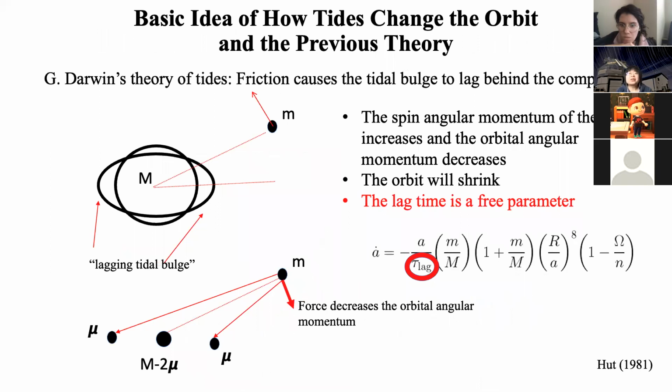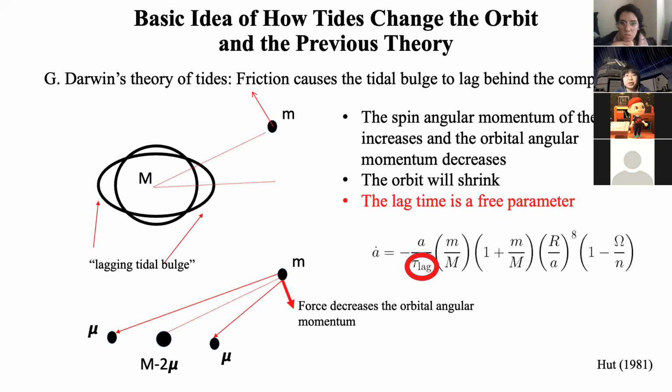Here, let me introduce the basic idea of how tides change the orbit and the spin of the star. The cartoon on this slide shows the model of Darwin's theory of tides. Here we use a big circle to represent the primary star, and that's the secondary. Let's assume the secondary rotates counterclockwise on this slide.